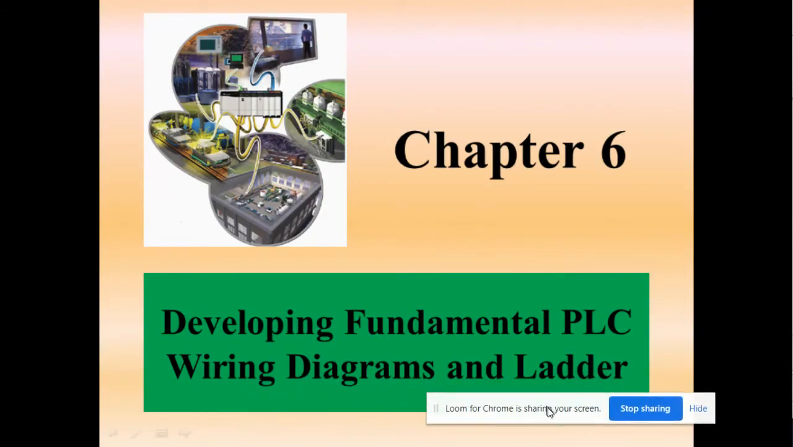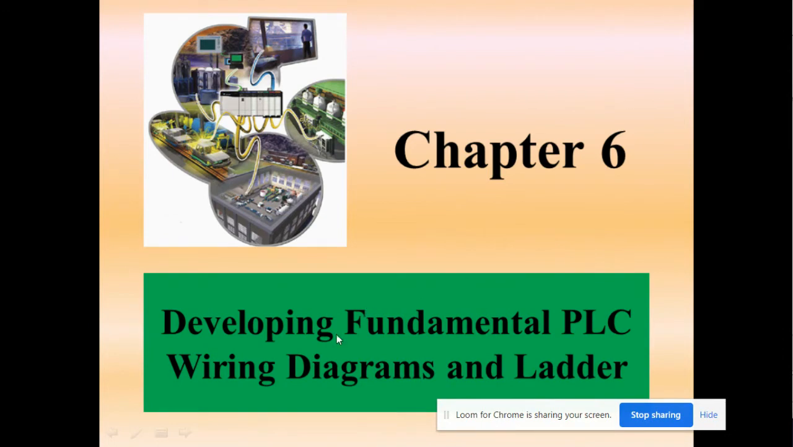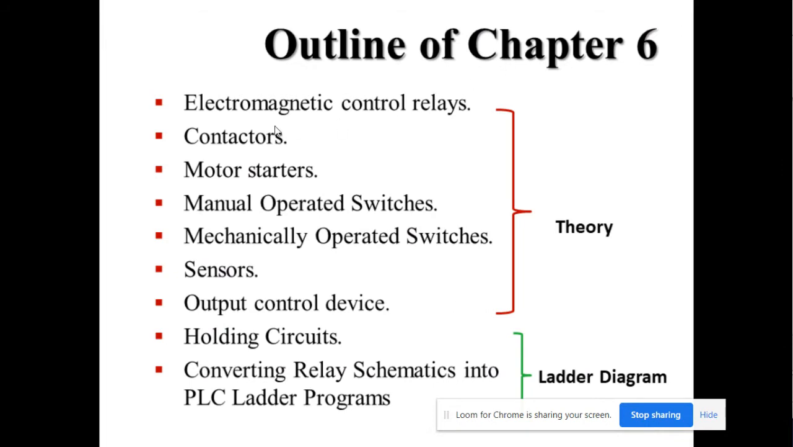Today I will introduce you to chapter 6, which is developing fundamental PLC wiring diagrams and ladder. This chapter will cover electromagnetic control relays, contactors, motor starters, manually operated switches, mechanically operated switches, sensors, output control devices, holding circuits, and how you can convert this relay schematic into the PLC ladder diagram.